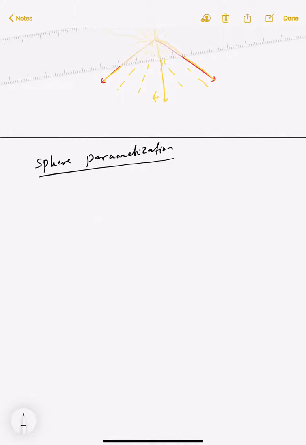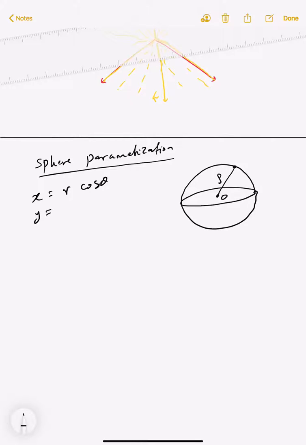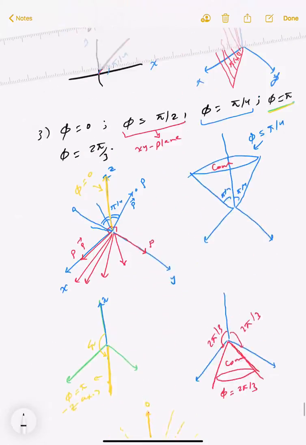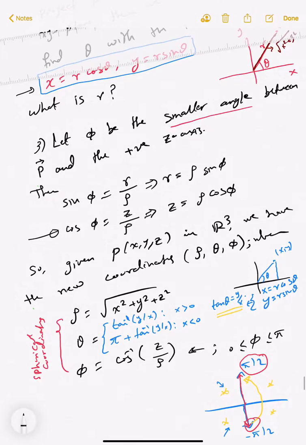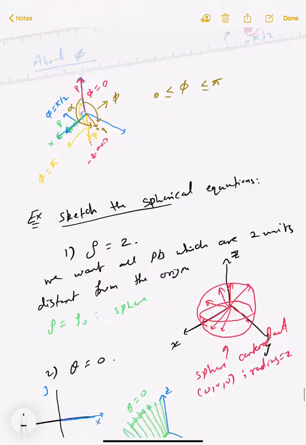If you take any sphere, I'm talking about a sphere now centered at the origin. This is the origin. If you take any point on that sphere with radius rho, now we know that any point in R3 can be written as, remember, x is r cosine theta, y is r sine theta, and z is rho cosine phi. This is what we found here.